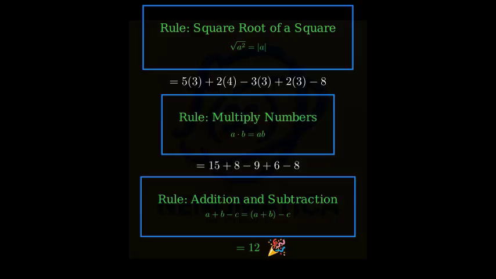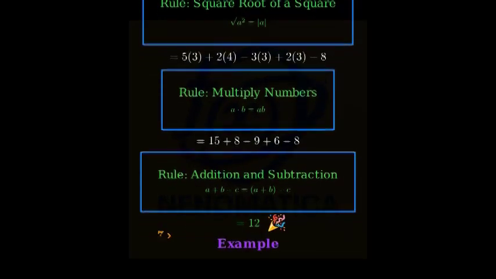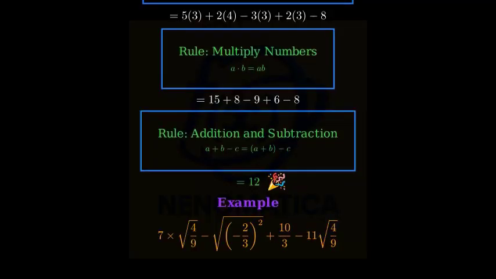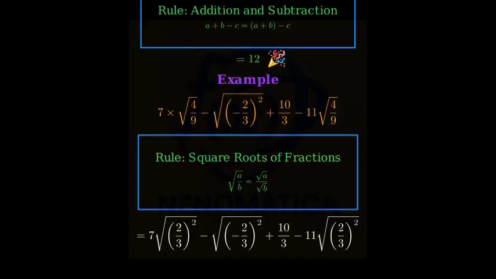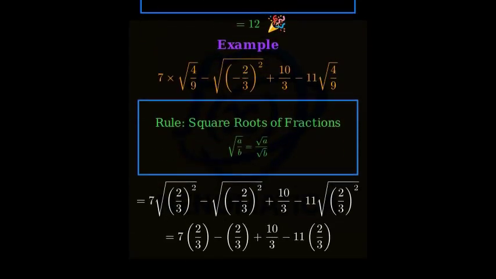Let's move on to our second example. We need to evaluate 7 times the square root of 4/9 minus the square root of negative 2/3 squared plus 10/3 minus 11 times the square root of 4/9. For our second step, we need to rewrite the square roots. The square root of 4/9 is 2/3, and the square root of negative 2/3 squared also equals 2/3, since we take the absolute value. So we have 7 times 2/3 minus 2/3 plus 10/3 minus 11 times 2/3.